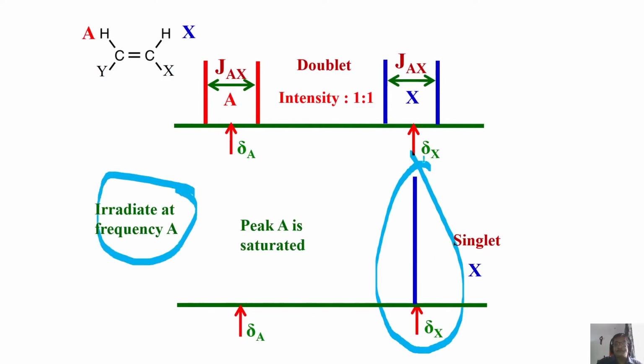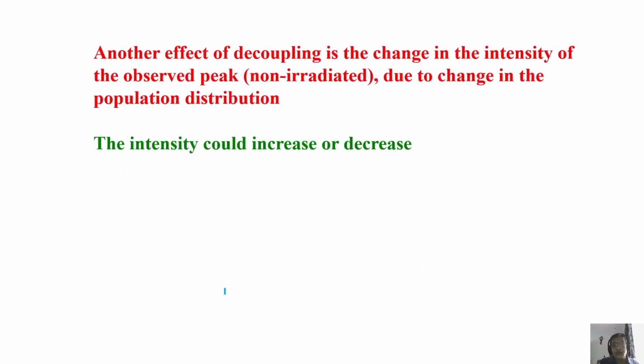I can also do one thing. I can irradiate here and see this one. This will become a singlet. So that's what happens. And the irradiated peak you will not see because it is saturated. Population differences are equal.